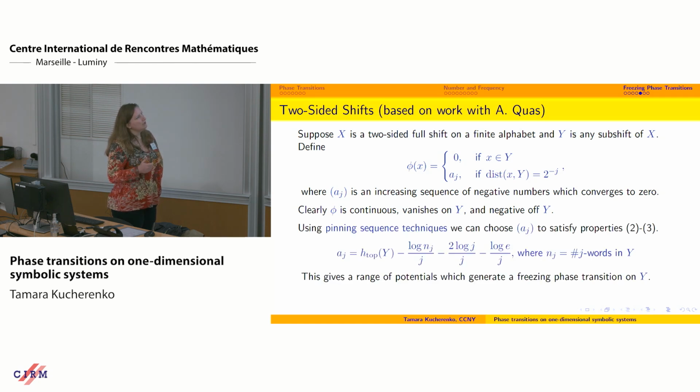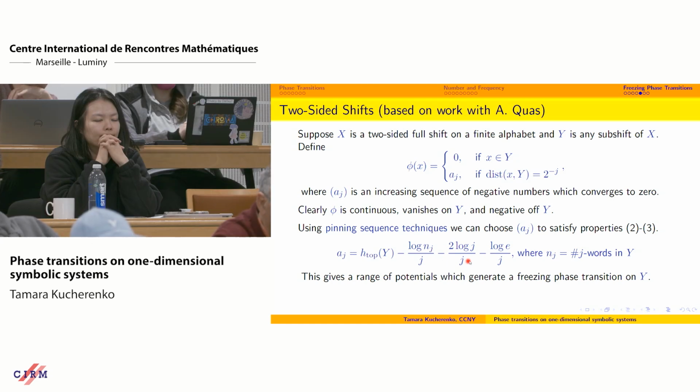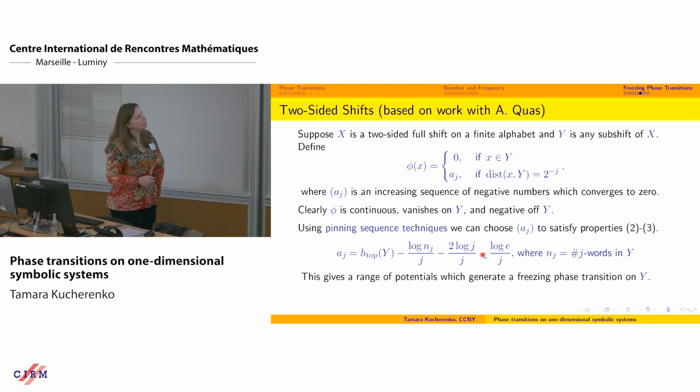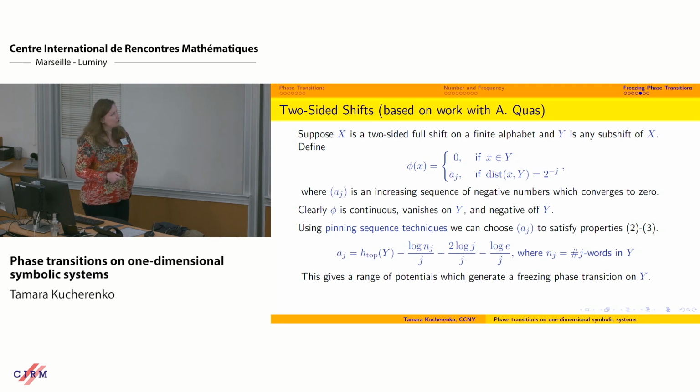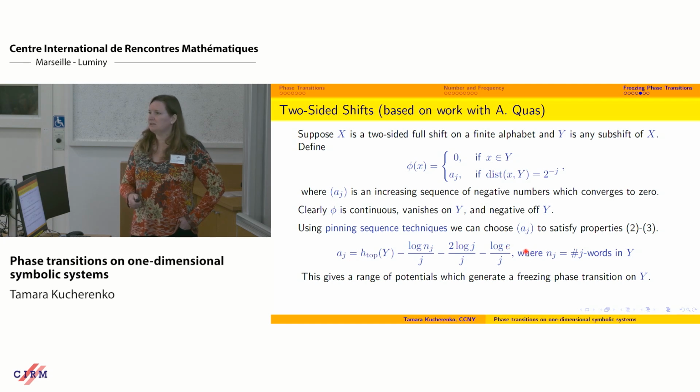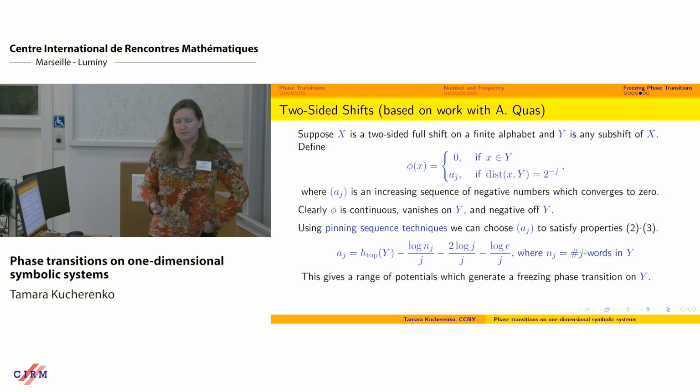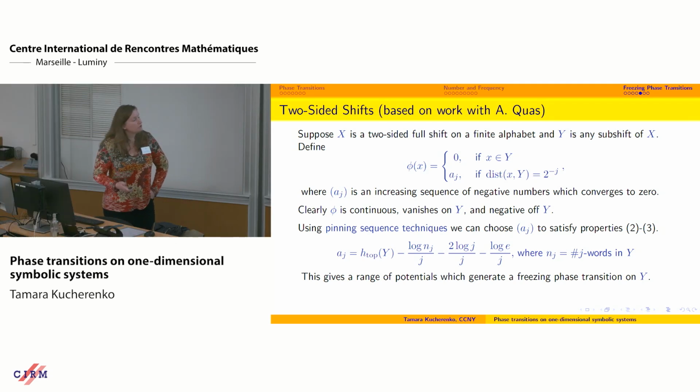So all we want is the other two properties. If you pick a_j to be this, where n_j here is the number of words of length j in Y, and then you have this kind of term here. This is the fastest growing term, and then some little extra which doesn't really matter. If you have a sequence like that, or anything less than this, you get a phase transition. So this gives you a range of potentials which would generate a phase transition on Y, and it works for any subshift.